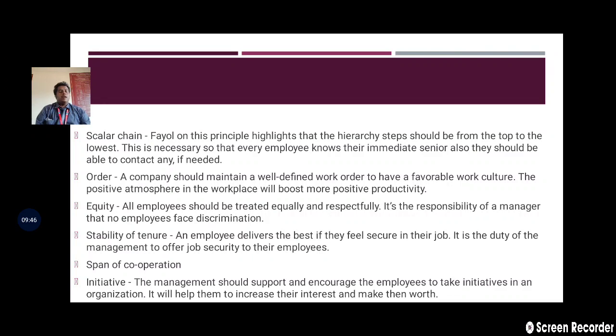Likewise, the managers. For example, take lower level management. They have to meet their superiors, then they have to find the middle level managers, and in case the conflicts have not been solved, they have to go to the top level management. These hierarchical steps should be followed from top to the lowest.